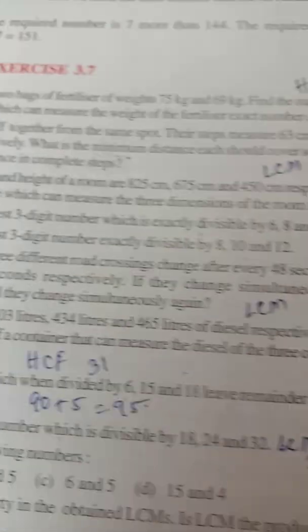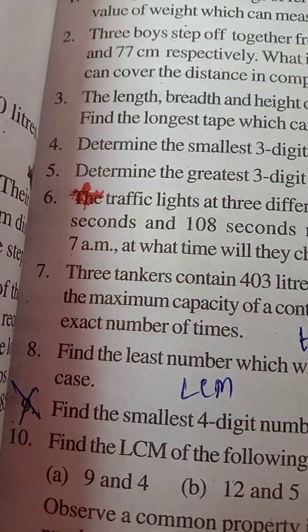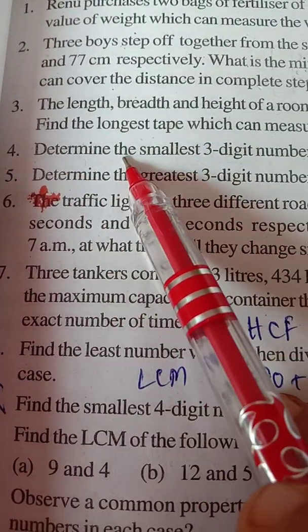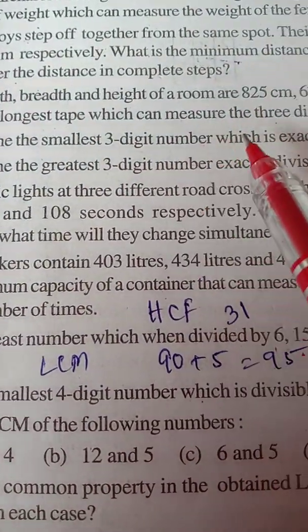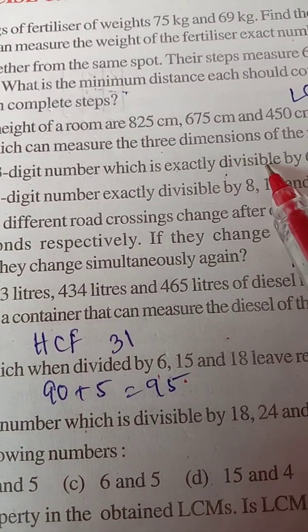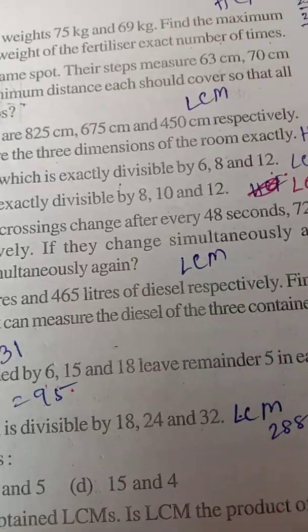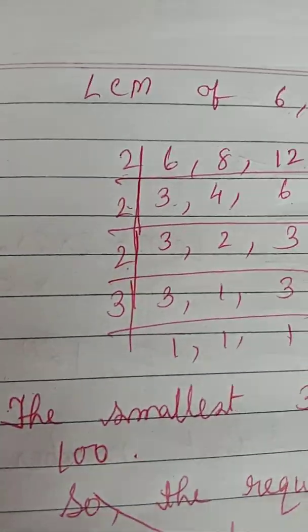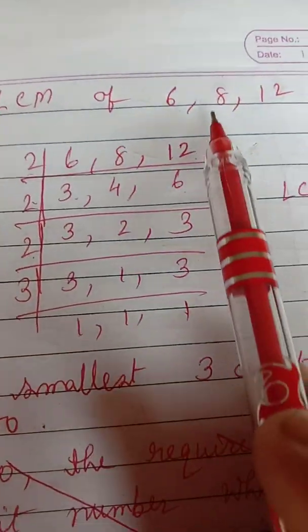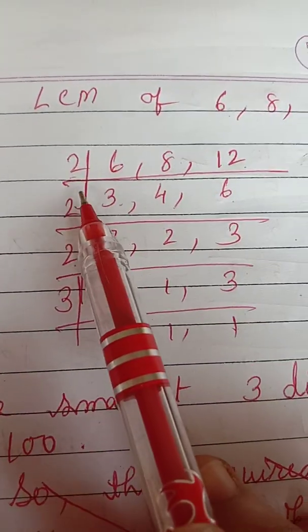Come for the next question. Question number 4. Determine the smallest 3-digit number which is exactly divisible by 6, 8 and 12. Smallest number asking, so we have to calculate LCM. So LCM of 6, 8 and 12.